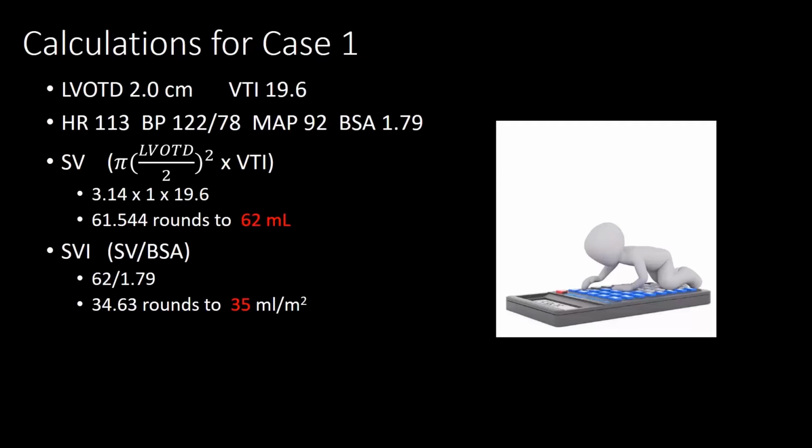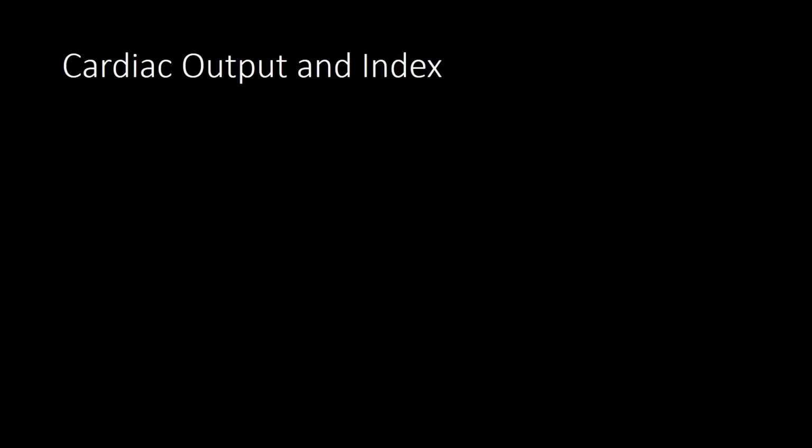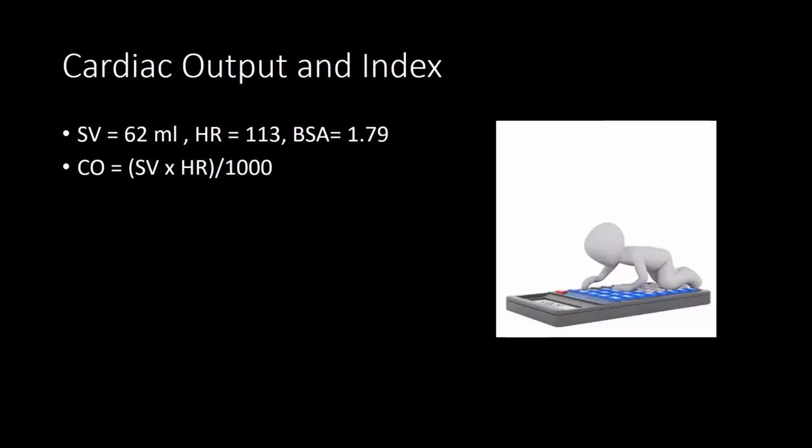So moving on to cardiac output. For this next measurement, we're going to take our stroke volume that we calculated of 62, and using our heart rate, we're going to calculate our cardiac output, which is simply our stroke volume times our heart rate divided by 1,000. Again, literally get your calculator out and calculate this. So you should have had 62 times 113 divided by 1,000 for a cardiac output of 7 liters per minute.